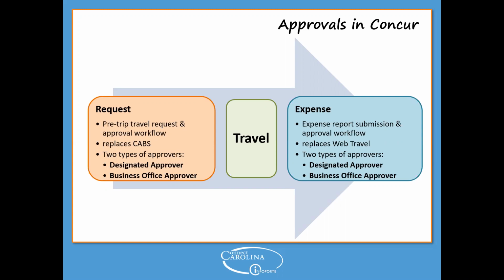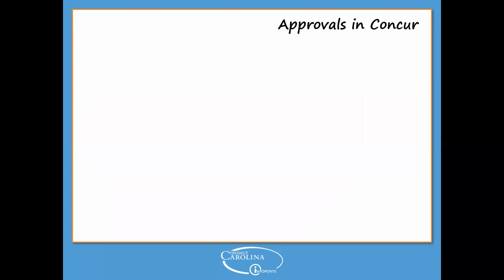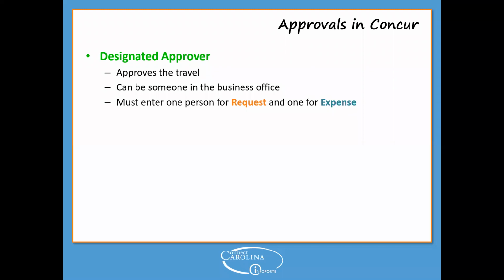So now you're probably wondering, what the heck is a designated approver and what's a business office approver, and how are they different and how are they the same? Well, I'll tell you. So the designated approver is the person that's going to approve the travel. It can be somebody in the business office, but it doesn't need to be.